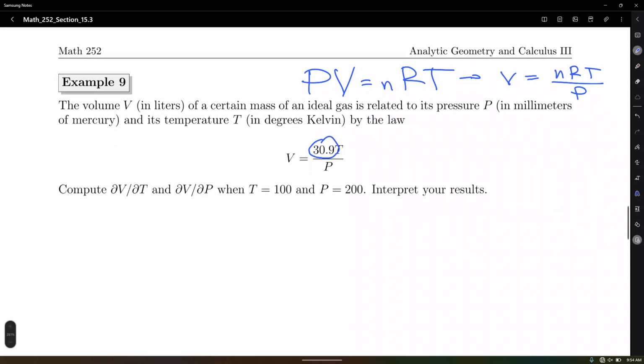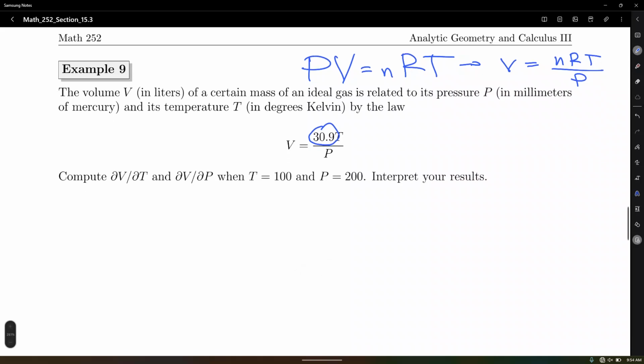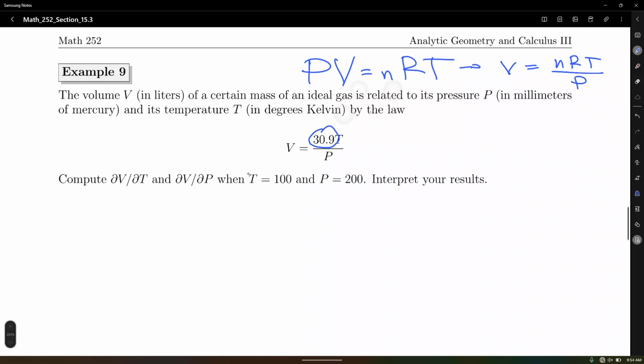So, well, that's just a combination. Maybe you have 5 moles of neon gas, hydrogen gas, whatever, and we'll just multiply by R. There you go, right? So, they're asking us to find the partial derivative of the volume with respect to temperature and with respect to pressure at the instant when the temperature is 100 and the pressure is 200. And we will interpret the results.